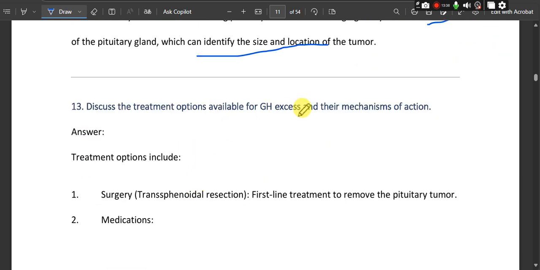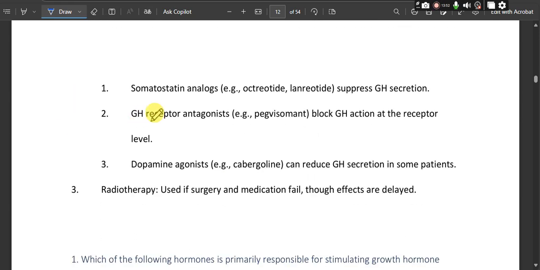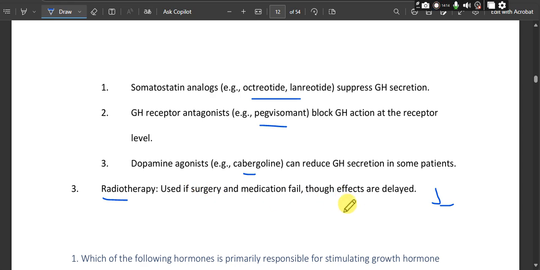Discuss the treatment options available for growth hormone excess. Since it's a tumor, you can do surgery as the first line of treatment. Since you want to lower growth hormone, you can also use certain medications that have been made, such as those made from somatostatin, and other medications can also be used to lower levels of growth hormone. Radiotherapy is used if medication and surgery fail, but like we said, it has some risks, especially if it's iodine therapy.